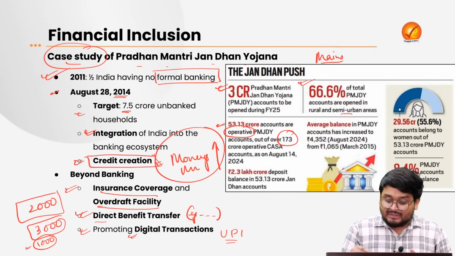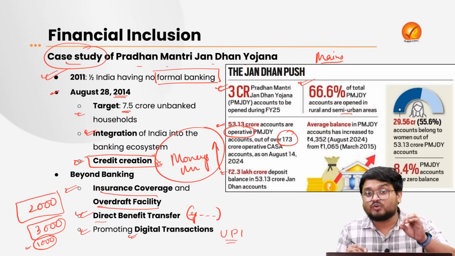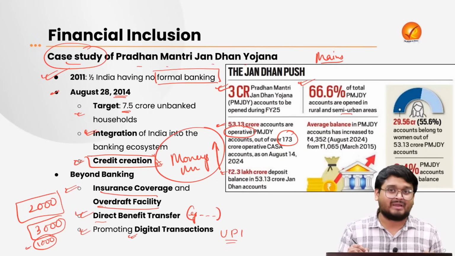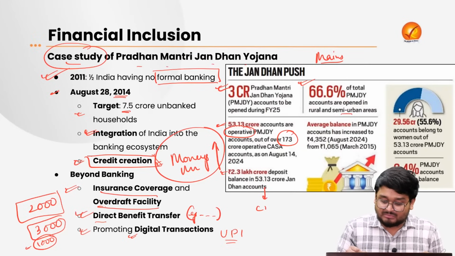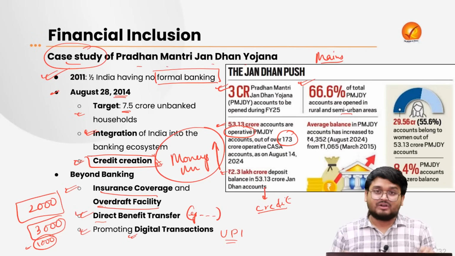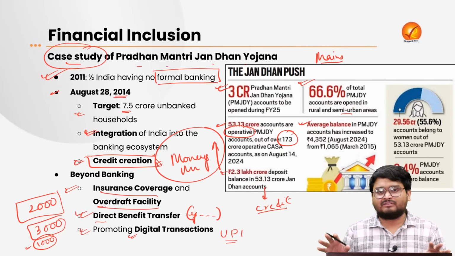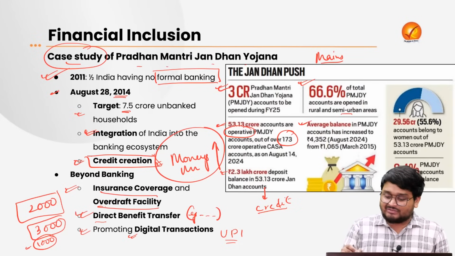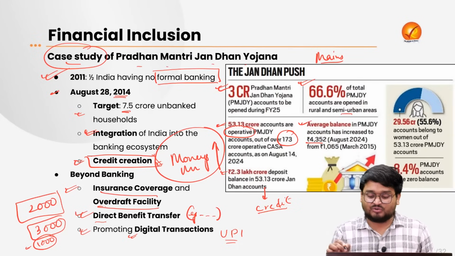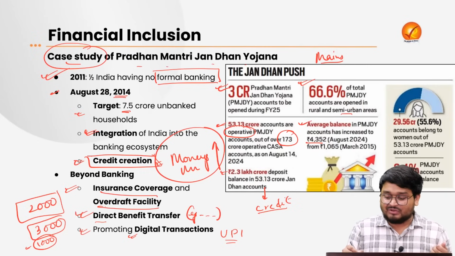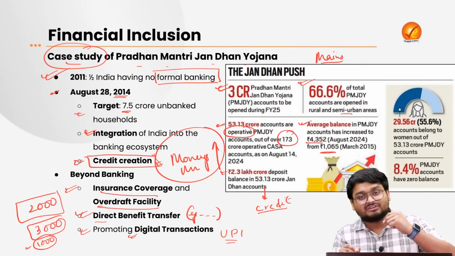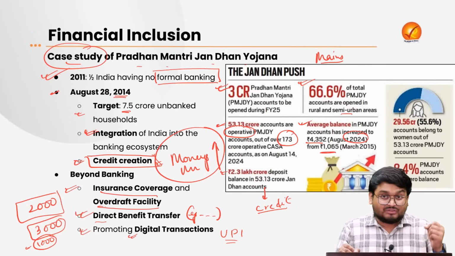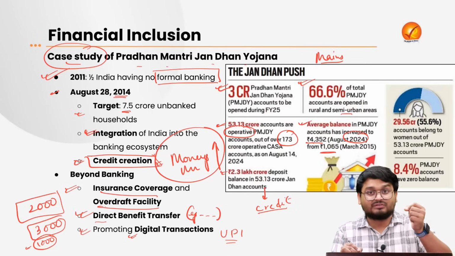But apart from that, there is around 2.3 lakh crores of Jan Dhan deposits in the banking system. So this is leading to more and more credit creation. This is actually good for the economy over a long period of time. Also, the average balance that the bank holders are keeping in the Jan Dhan accounts is around 4,352 rupees. That has actually increased from around 1,000 rupees in 2015. Right now it is 2024, and it is around 4,352 rupees.